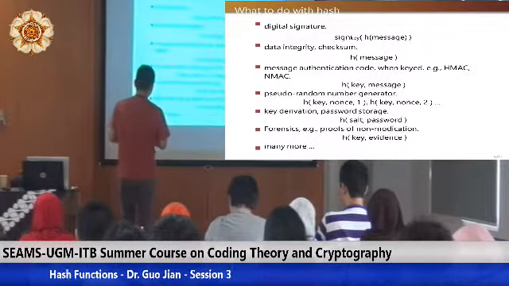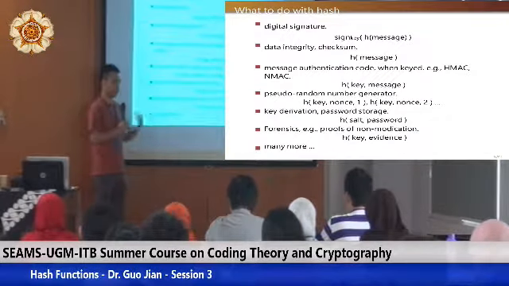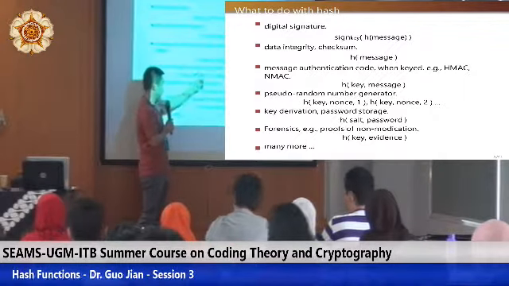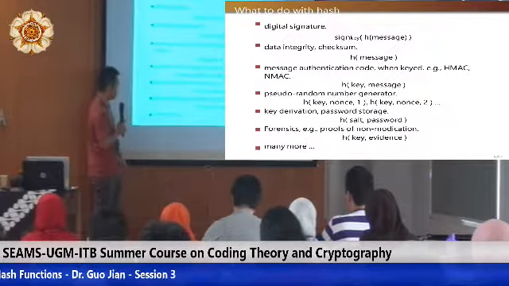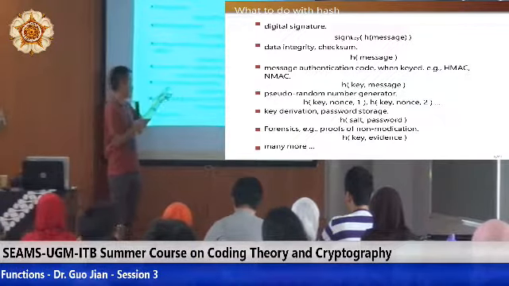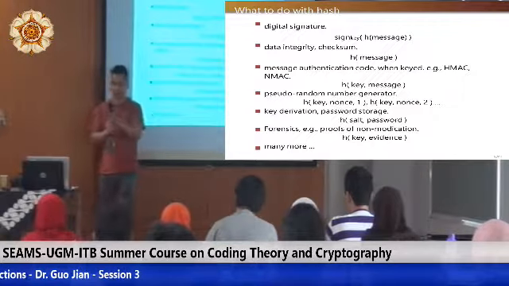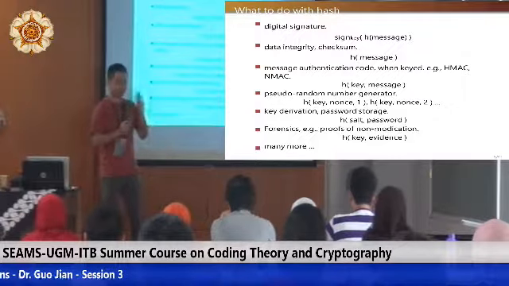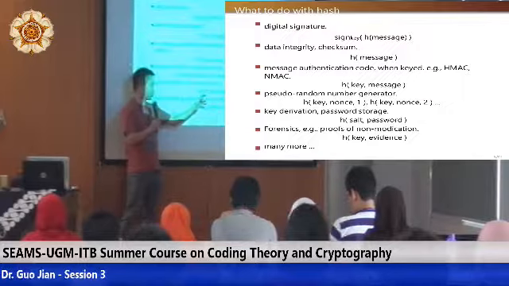And we can also do pseudo-random number generator. If you want lots of pseudo-random numbers, you can do key and nonce and some index. You can also do key derivation, password storage. So in many operating systems, this is used for password hashing. So instead of storing your password on the computer, what is stored on the computer is the hash digest of your password, together with a random number, what we call salt.